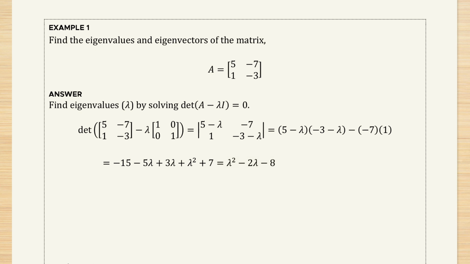Collecting the like terms together, we have lambda squared minus 2 lambda minus 8. And we factor this polynomial. Think of two numbers that multiply together to give -8 and added together to give -2. Lambda minus 4, lambda plus 2. This is the characteristic polynomial. And when we set it equal to 0, it's a characteristic equation. The eigenvalues are the roots, or the solutions, of this characteristic equation. To make this polynomial equal to 0, lambda has to be -2 or 4, and these are our eigenvalues.